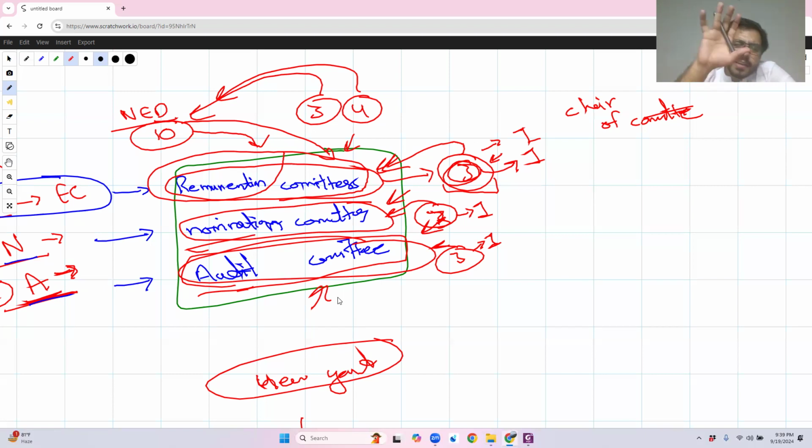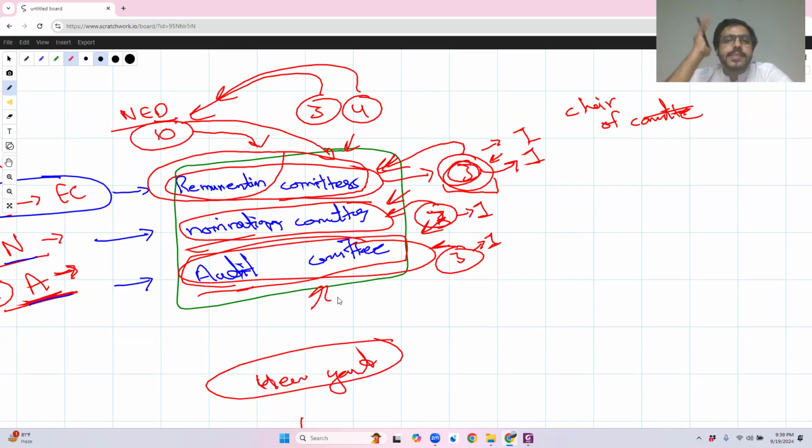Out of every single thing that we have studied within this lecture, I have told you two very important things. Executive directors are responsible for running the company, right? And non-executive directors are responsible for making sure that the company is being run right by the CEO and all the executive directors. Understood?